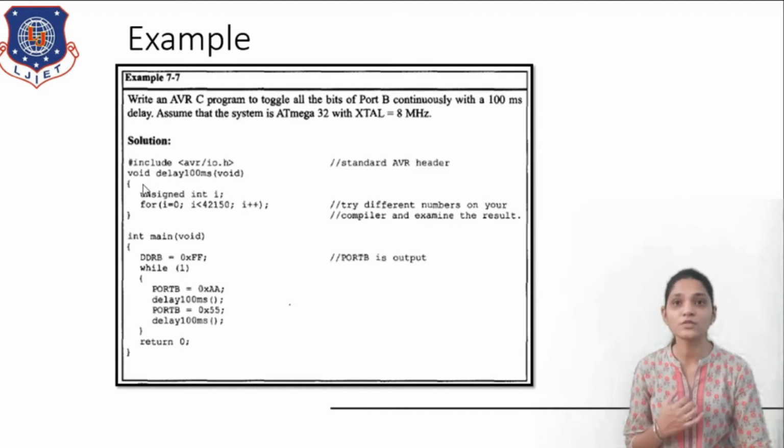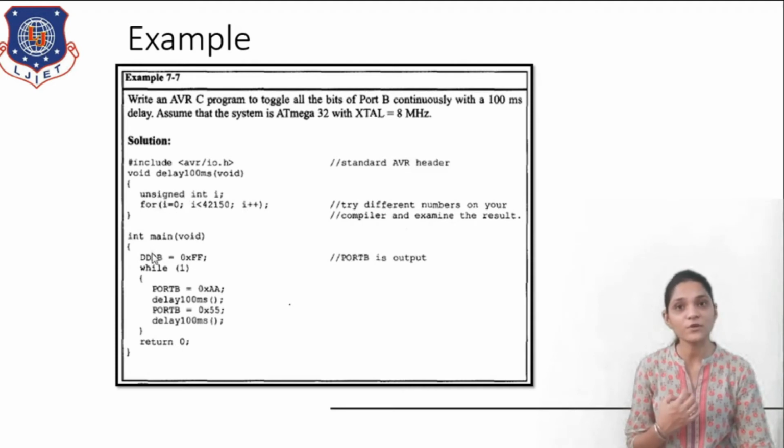For this we use the function void delay 100 milliseconds, and in the brackets we use void because it will not return anything. Then we define one unsigned integer i, and use the for loop for i equals 1 to i less than 42150 and i plus plus. So this will run the loop 42,150 times, but it will not perform any task. It will depend upon your compiler how much time delay this provides to you, so you have to check how much delay this is providing. Then we will call this function inside the main function.